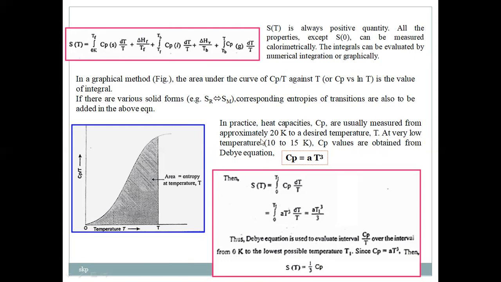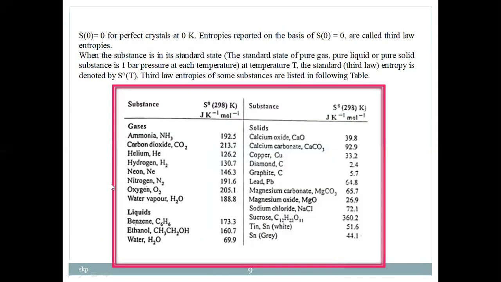In practice, heat capacities, Cp, are usually measured from approximately 20 Kelvin to the desired temperature. At very low temperatures, 10 to 15 Kelvin, Cp values are obtained from the Debye equation, which is Cp equal to A times T cubed. Then accordingly, we get the entropy at a particular temperature as A times TF cubed by 3. Overall, entropy is equal to 1 by 3 Cp, where Cp means the heat capacity.